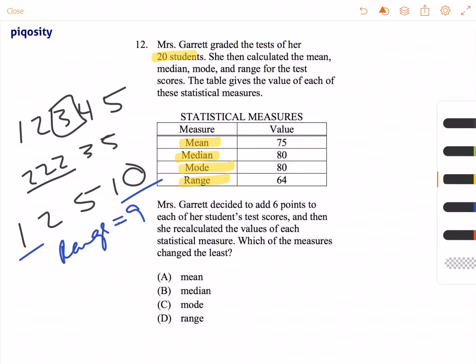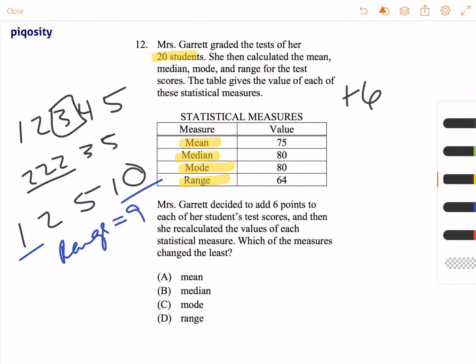Mrs. Garrett decides to add 6 points to each of her students' test scores. This means that each and every single student had plus 6 added to their test scores. So we increased every single score by 6. And then she recalculated the values of each statistical measure. Which of the measures changed the least?